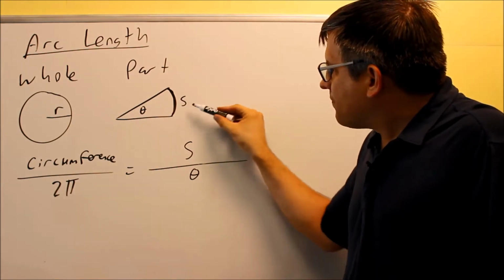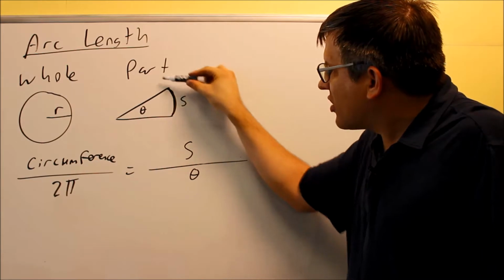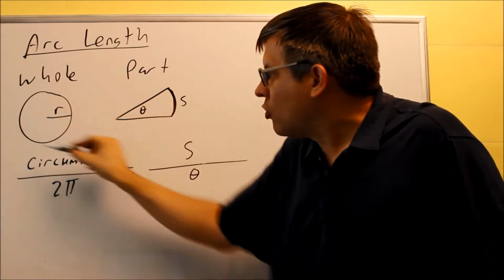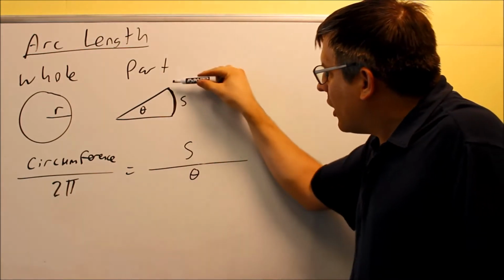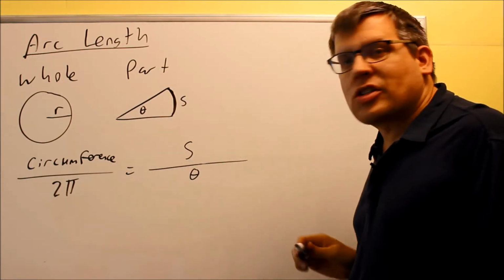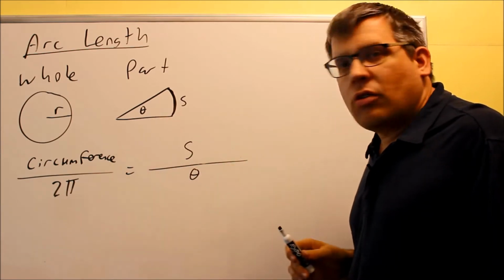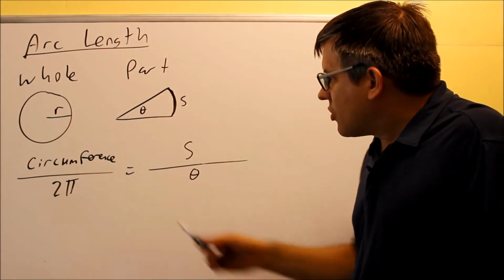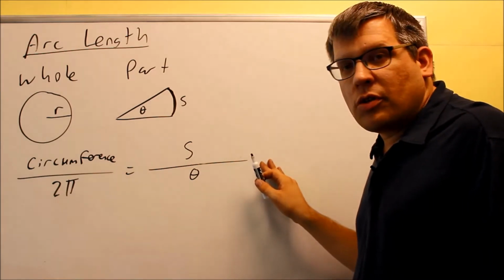So for this one, you're going to take the same type of ratio. We're still talking about how far it is on the outside of the circle, but we don't have a full circle all the way around the outside. We don't have a circumference this time. We only have part of it. That's going to be right there. That's your S. On the bottom, that's your theta, your central angle there. So here is the proportion that we're going to be using.